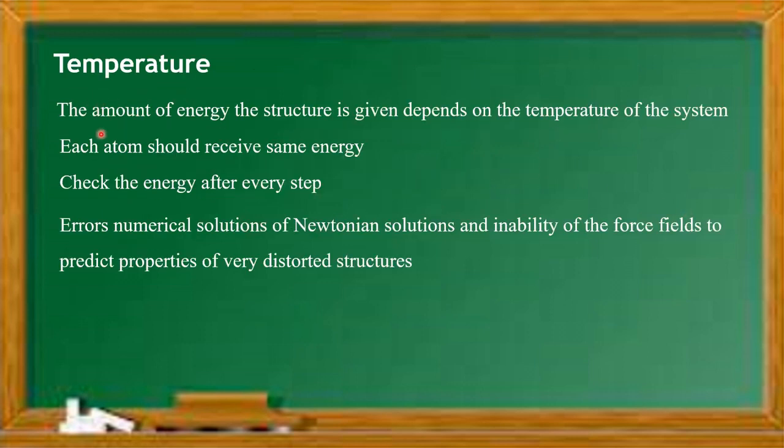Next is the temperature. The temperature is the amount of energy the structure is given. Each atom should receive the same amount of energy during the run, and we need to check after each and every step whether the energy is uniform or not. Errors in this lead to errors in the numerical solutions of Newtonian equations, and that leads to very distorted structures. If you get a distorted structure, you cannot come to a proper solution.